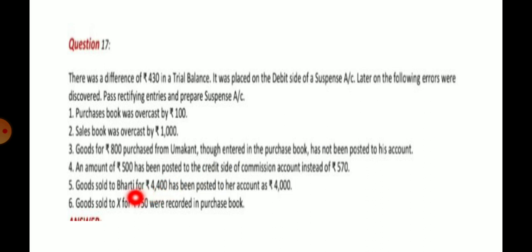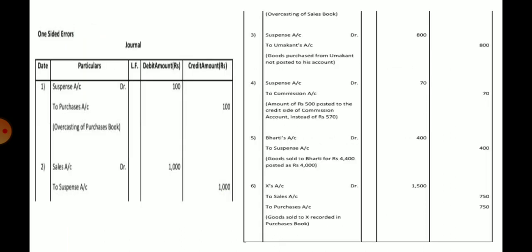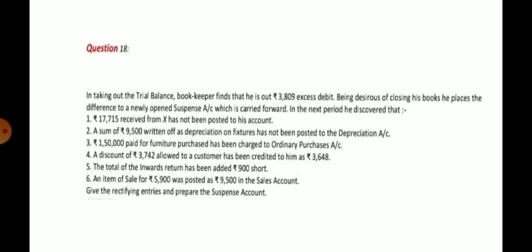And goods sold to X for 750 were recorded into the purchase book. So there will be an entry of X account debit to sales to purchase. Okay. Now the next question is question number 18.